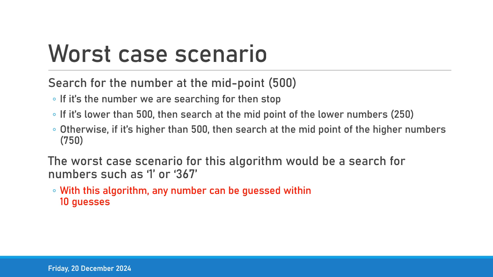So using that analogy, let's imagine that someone wrote the number 1 down as their choice. This is actually how it would happen. You go 500, then 250, then 125, 63, 32, 16, 8, 4, 2, 1. There you go. 10 guesses.